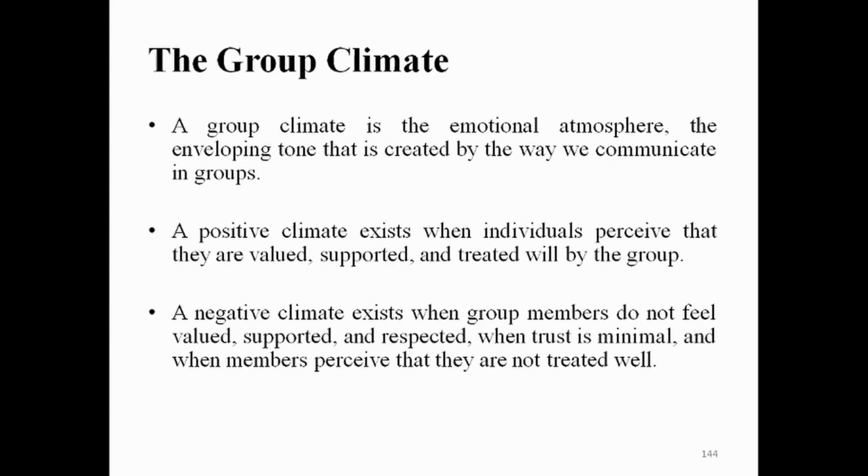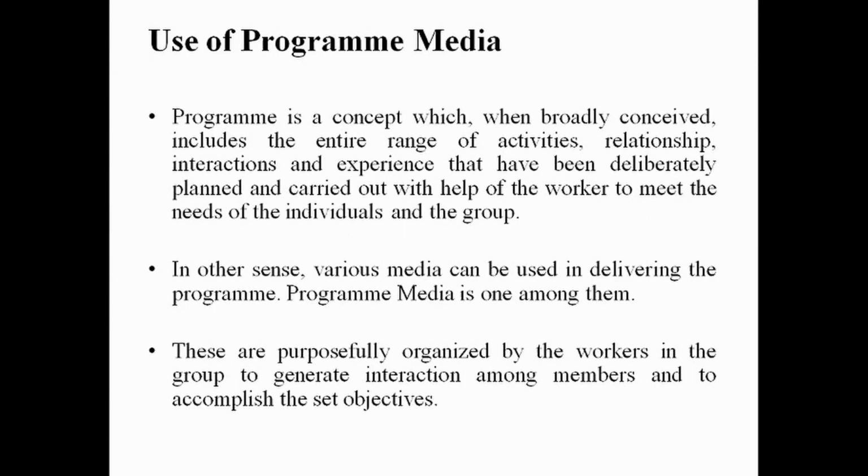So next we can move to the group climate. A group climate is an emotional atmosphere. It is an enveloping tone that is created by the way we communicate in a group. We can see a positive and a negative climate. A positive climate exists when individuals perceive that they are valued, supported, and treated well by the group. But a negative climate exists when the group members do not feel valued, supported, and respected, when the trust is minimal, and when members perceive that they are not treated well. That's about group climate. And now we can discuss the use of program media.